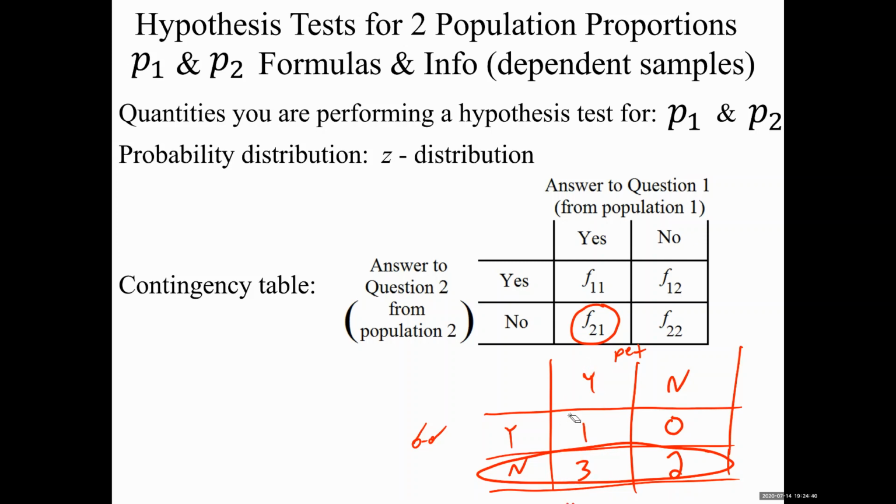So F11, F12, F21, F22 just represent the numbers in the table. F22, for example, would be the number 2. F12 would be the number 0. So that's how it's going to look. We're going to call the numbers in the table F11, F12, F21, F22. That's the notation.